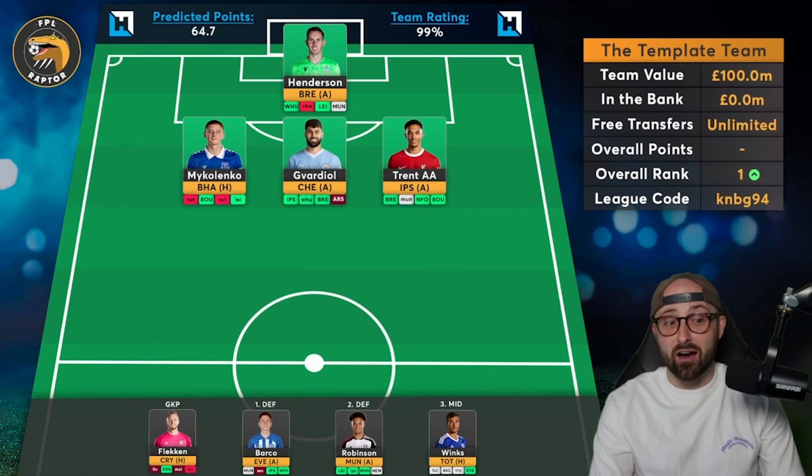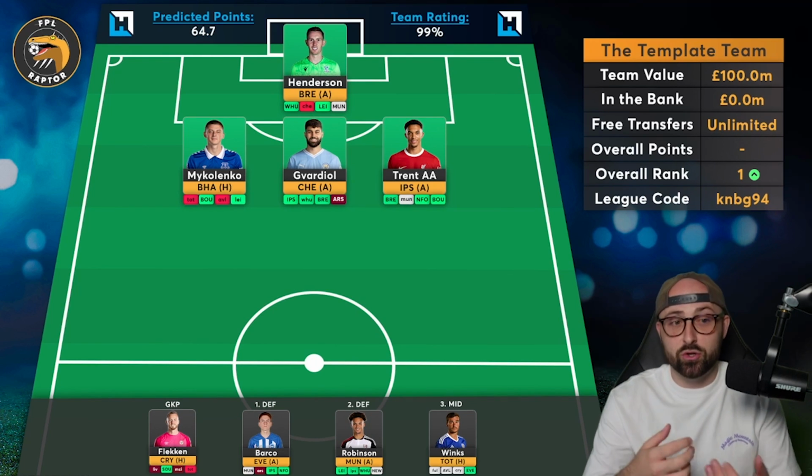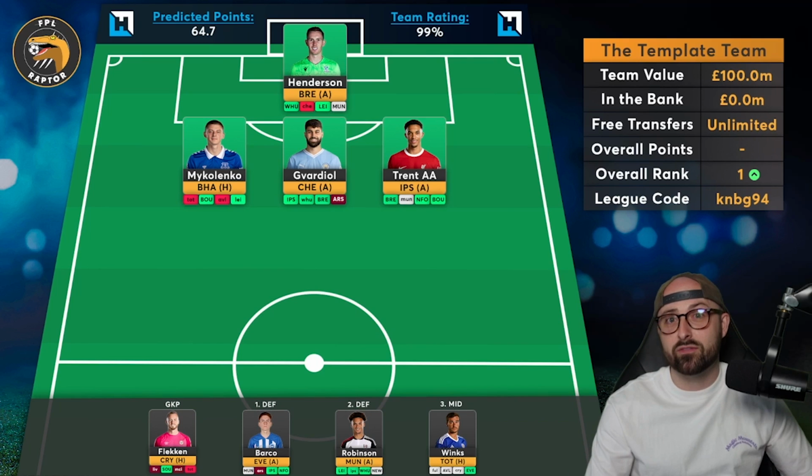And like I said, I do like it. And to be honest, you could conceivably have the pair of them. The fixtures don't rotate perfectly, but they're also not a bad set of fixture rotations. For example, in game week 3, when Henderson plays against Chelsea, Flekken plays against Southampton at home. So you could conceivably have two £4.5 million goalkeepers, and that's why I've got them here.